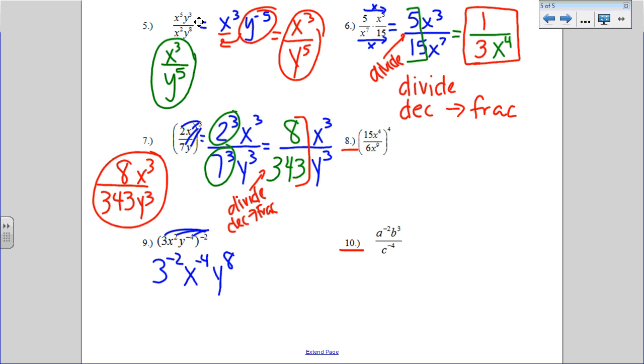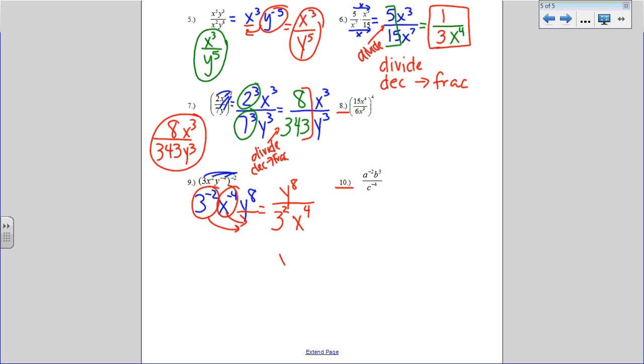Now what I'm going to do is I'm going to move my negative exponents. So these are going to move down. Y is going to stay exactly where it is. So we have y to the 8th in our numerator. We have 3 squared, and then x to the positive 4th. Remember, moving your factors is what creates the positive exponents. So now when we look at this, ladies and gentlemen, I only have one y, and that's y to the 8th in the numerator. I only have one x, and that's x to the 4th in the denominator. But 3 squared needs to be simplified, and that becomes a 9.